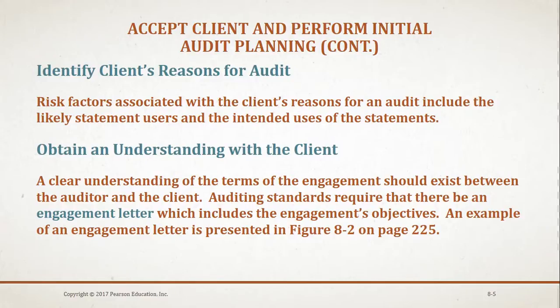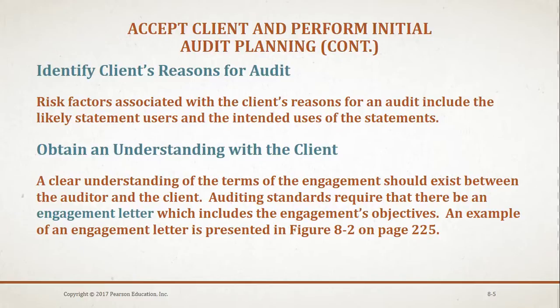Two major factors affecting acceptable audit risk are the likely statement users and their intended uses of the statements. The auditor is likely to accumulate more evidence when the statements are to be used extensively, as is often the case for publicly held companies, those with extensive indebtedness, and companies that are to be sold in the near future. The most likely uses of the statements can be determined from previous experience with the client and discussions with management. Throughout the engagement, the auditor may get additional information about why the client is having an audit and the likely uses of the financial statements.